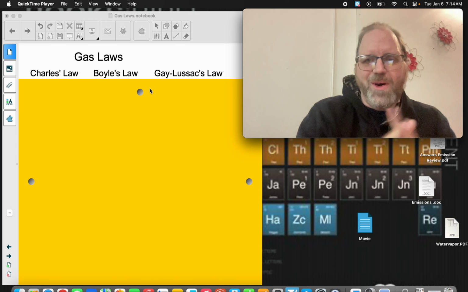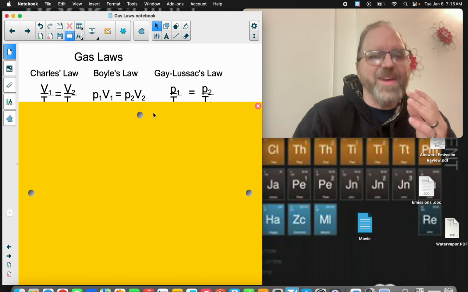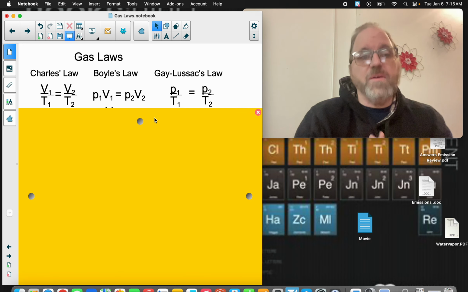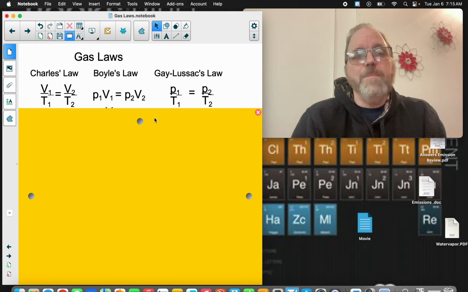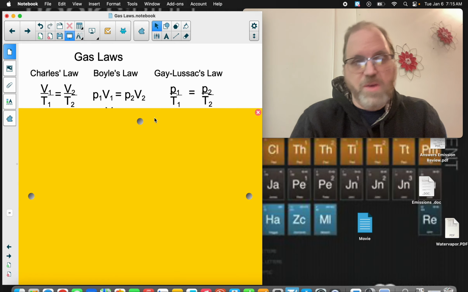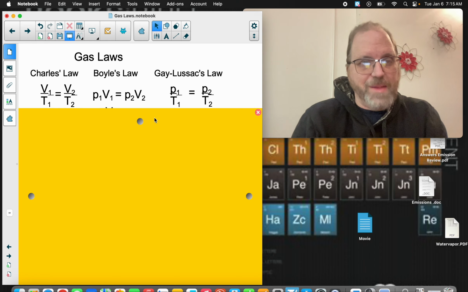I think I got that wrong, so I'll show them to you. Here we go. V1 over T1 equals V2 over T2 for Charles' law. P1 V1 equals P2 V2 for Boyle's law. And Gay-Lussac's law, P1 over T1 equals P2 over T2.